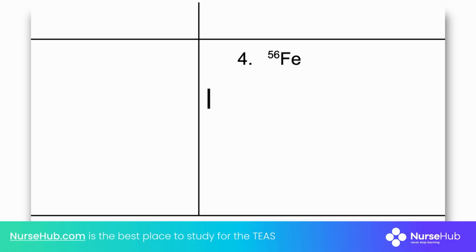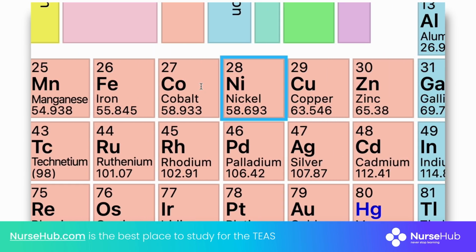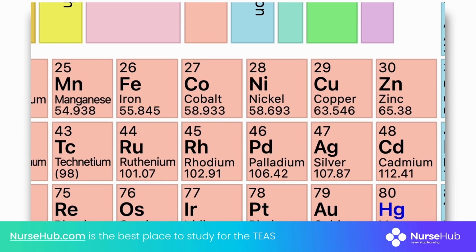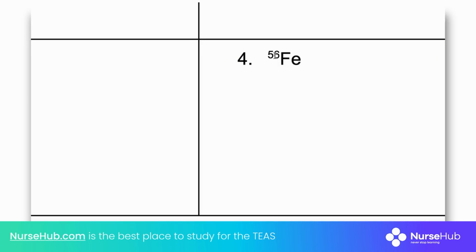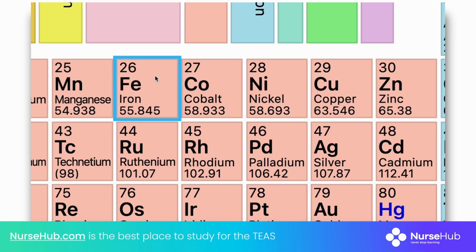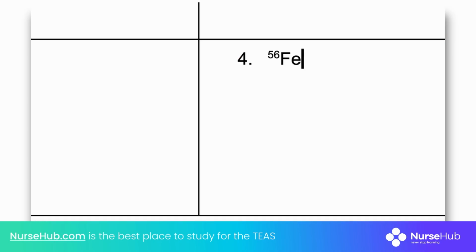So iron, Fe, is number 26 on the periodic table. So if I want to figure out the number of neutrons in this isotope, iron 56, I look for it on the periodic table and I see it's number 26. The proton number is 26. So I say 56 minus 26, and that equals 30.